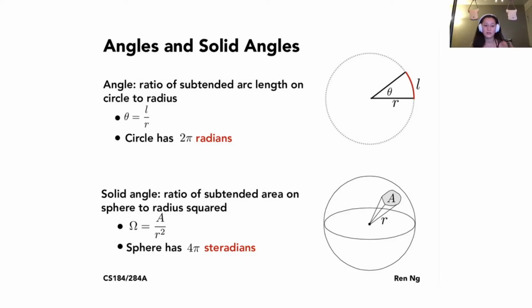Okay, and then a solid angle is the 3D equivalent of that idea. So since we're in 3D, we're going to take the ratio of a subtended area on a sphere. So instead of length, it's area, and instead of a circle, it's a sphere, and that's divided by our radius squared. So they're kind of equivalent, but a solid angle would be in 3D, and a sphere has 4 pi steradians. That's the unit of a solid angle.